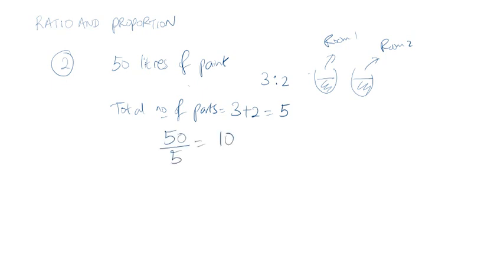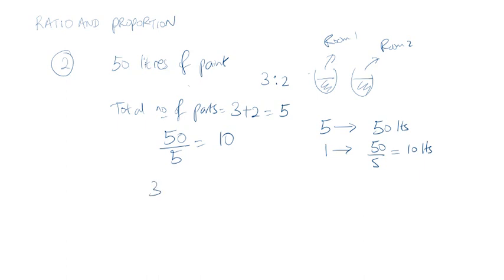So I get 10 as one part. Okay, so that's just proportion. So 5 parts is equivalent to 50 liters. I need to find for one part, so that's 50 divided by 5, which is 10 liters. So one part is 10 liters.